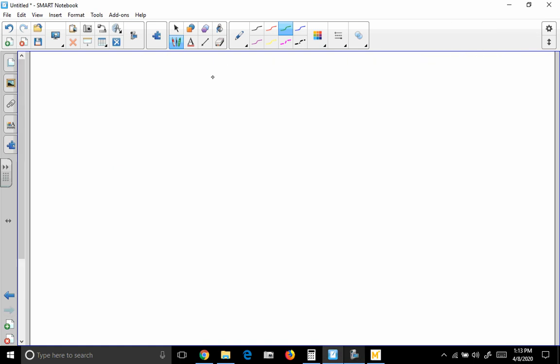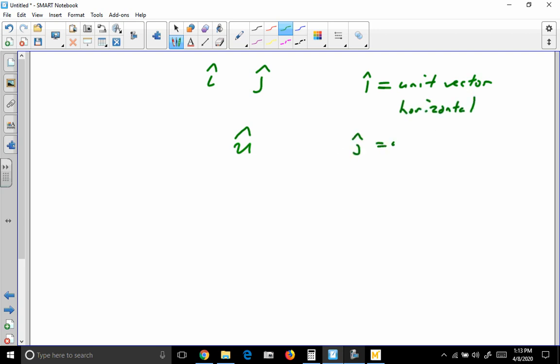A couple problems ask us about i hat and j hat. i hat is just a unit vector. Anytime we see a hat, like in the previous problem where we were looking for a unit vector u, the hat means it's a unit vector. So i hat is a unit vector that is horizontal. j hat is a unit vector that is vertical.